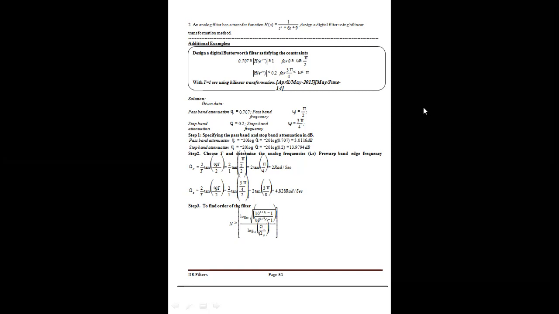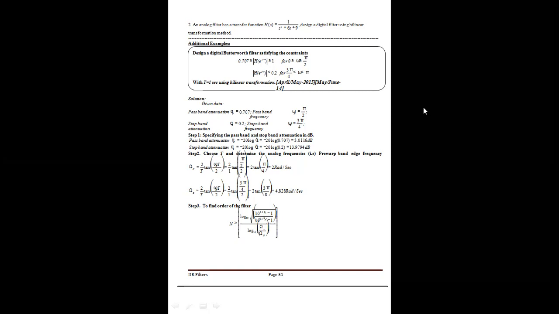So we replace T = 1, and with ω_p = π/2, π/2 divided by 2 is π/4. tan(π/4), we know, is 1, so we get Ω_p = 2 radian per second. Similarly, we find the value of tan(3π/8), which is multiplied by 2, giving Ω_s = 4.828 radian per second. So that is the second step.